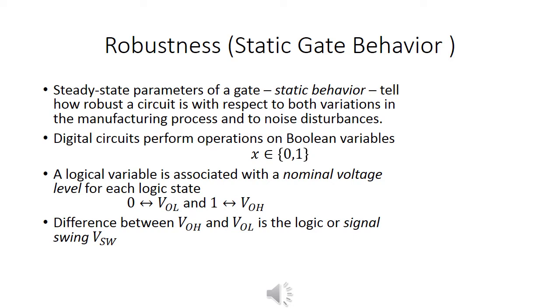A logical variable x can only assume two discrete values, 0 or 1. As an example, the inverter implements the following relationship between two Boolean variables x and y. For example, y is equal to x bar. It implies that if x is equal to 0, y will be 1, and if x is equal to 1, then y will be equal to 0.